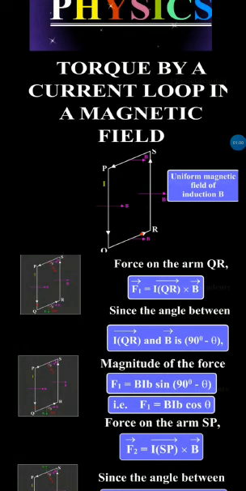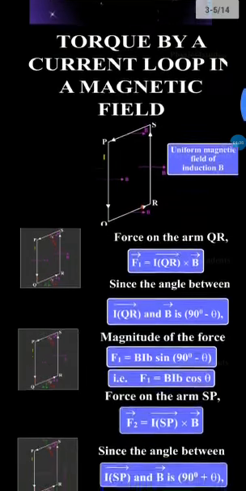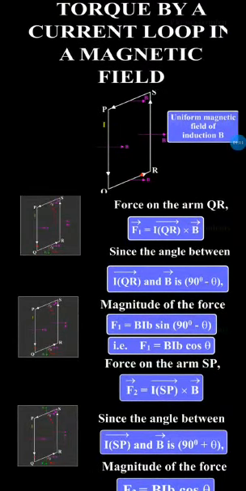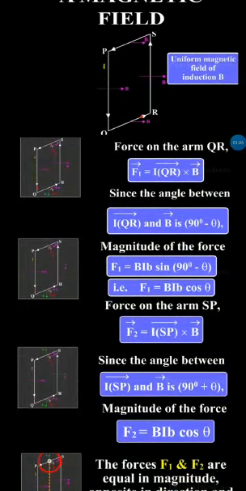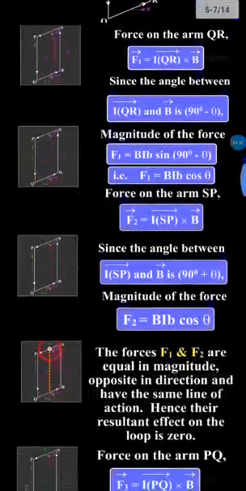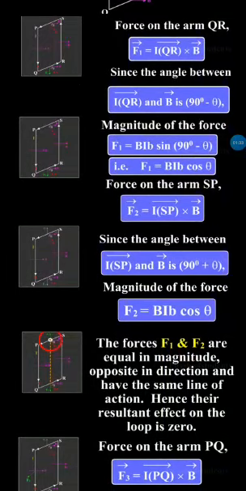Now the force on the arm SP is equal to vector F2 equal to I vector SP cross B. Angle between vector I SP and B is 90 plus theta. Therefore, the magnitude of the force F2 equal to BIB cos theta. Now these forces F1 and F2 are equal in magnitude, opposite in direction and have the same line of action. Hence, the resultant effect on the loop is 0.